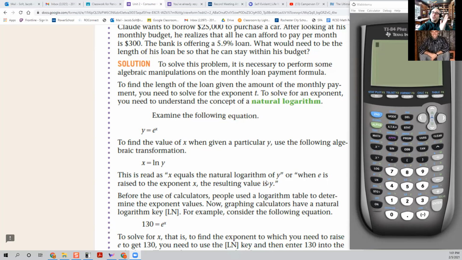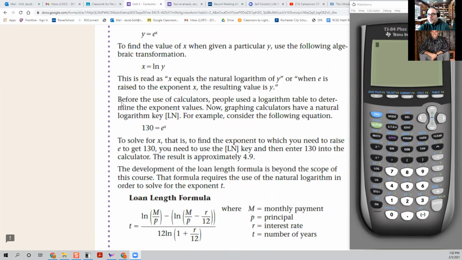If all of that is gibberish to you, that's okay. Calm down. We're basically going to show you something that you're going to put in your calculator, and we're just going to call it math magic if you don't want to dig any further. If you just want to trust me and believe that this works, then all you need to know is that e is math magic, it's Euler's number, and it's about logarithms, and it helps you solve exponential problems, all right? So before the use of calculators, people used a logarithm table to determine exponent values.